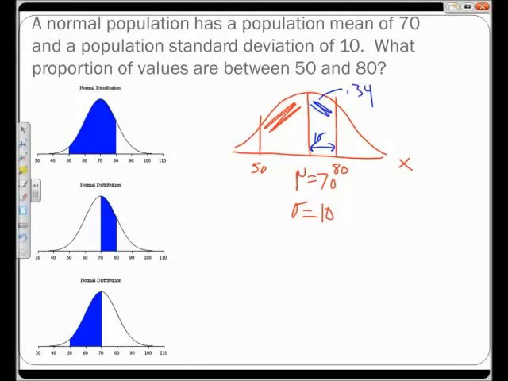So now from 50 to 70, that's 2 standard deviations, actually minus 2, just meaning that we're below the mean. And if we went plus or minus 2 standard deviations, we would have 0.95. But we're only going in one direction. So we divide that by 2, and we get 0.475. That's this area in here. So to get the total, we'll take the 0.475, add 0.34, and we'll get 0.815.